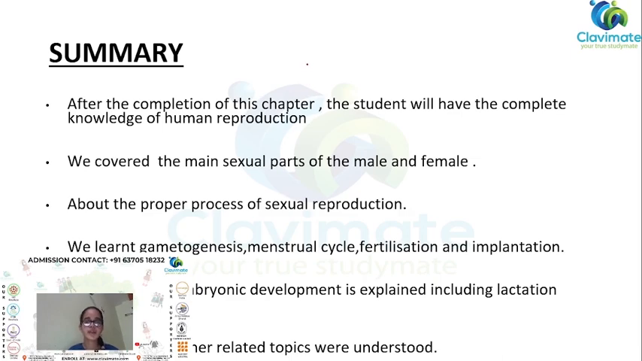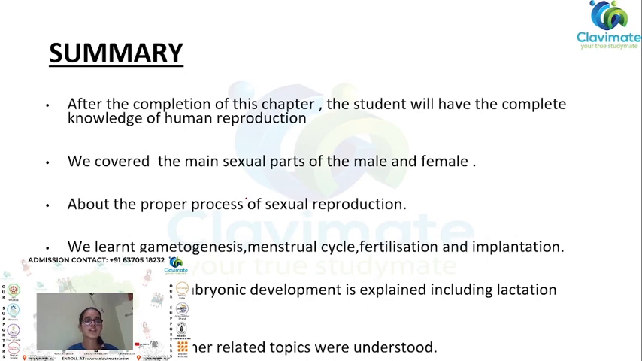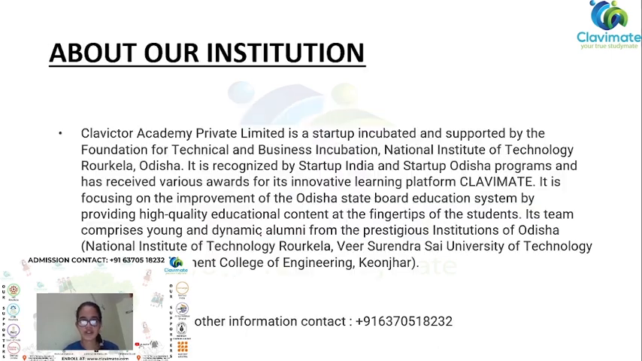The next summary. By this we have learned about the male reproductive system, the process of gametogenesis, the menstrual cycle, what is meant by implantation, how fertilization and embryonic development occur, and some about parturition and lactation.